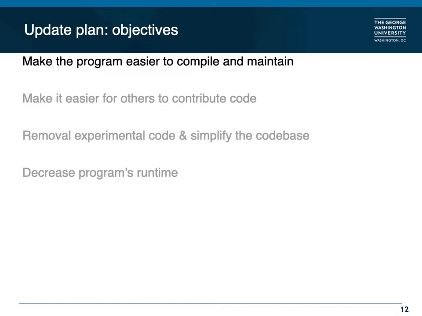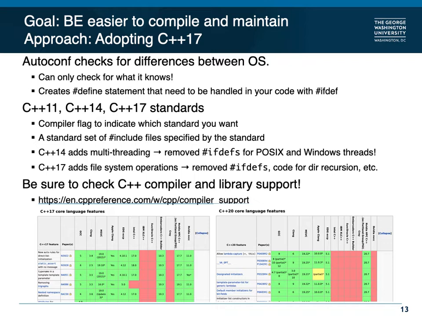So I put together a formal update plan with objectives, and they're listed here, and I'm going to go through them. The first objective was to make the program easier to compile and maintain. The main way I accomplished this objective was by moving to the C++17 standard. Originally I was moving to the 14 standard, but the project took too long. For those of you who do C++, the standards have moved a lot of things that had to be manually configured before into the standard, which means there are fewer ifdefs and less code that has to figure out if it's running on POSIX or Windows, for example.